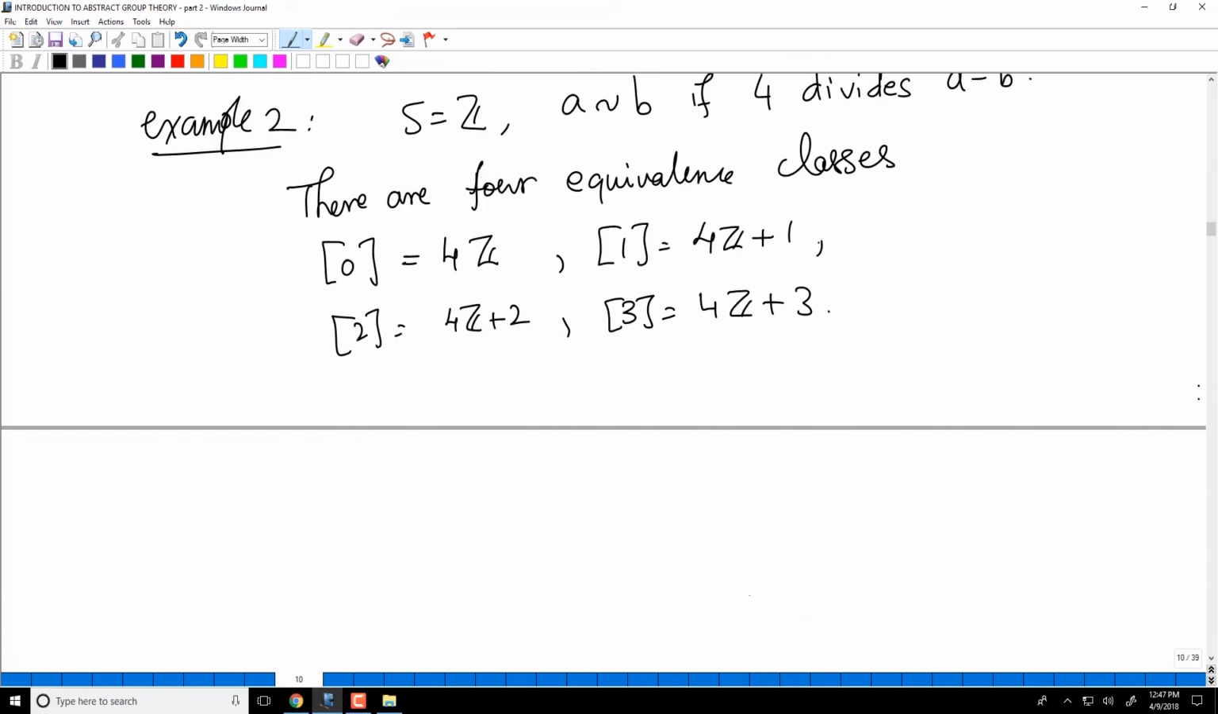So Z is the disjoint union of 4Z, 4Z plus 1, 4Z plus 2, and 4Z plus 3, using the symbol for disjoint union. It's clear that any integer is in one of them, because all you need to check is divide by 4 and see what the remainder is. If the remainder is 0, it's here. If the remainder is 1, it's here. If the remainder is 2, it's here. If the remainder is 3, it's here. And they certainly have nothing in common. 4Z plus 1 and 4Z plus 2 cannot have any element in common. So these are the different partitions for that equivalence relation.